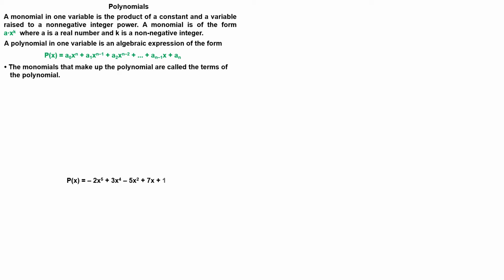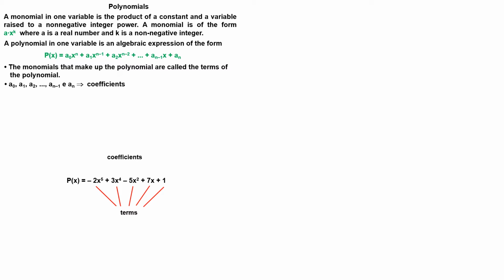Now let's see what a polynomial is. A polynomial in one variable is an algebraic expression of the form a_n x^n + ... + a_1 x + a_0. The monomials that make up the polynomial are called the terms of the polynomial. Look at the example. The numbers that multiply the variables are called the coefficients.